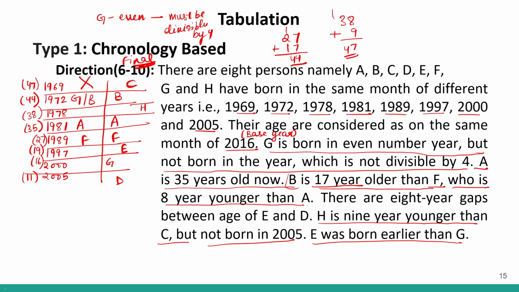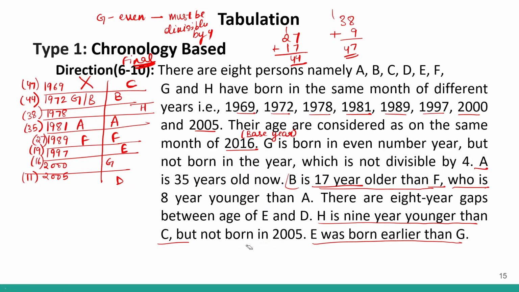C is born in 1969, 47 years old. B is born in 1972, he is 44 years old. H is born in 1978, he is 38 years old. A is born in 1981, he is 35 years old. F is born in 1989, he is 27 years old. E is born in 1997, he is 19 years old. G is born in 2000, he is 16 years old. And D is born in 2005, he is 11 years old. This will be the final arrangement.